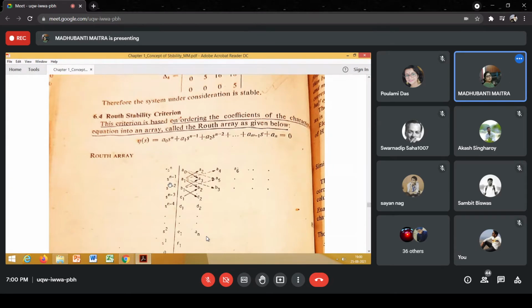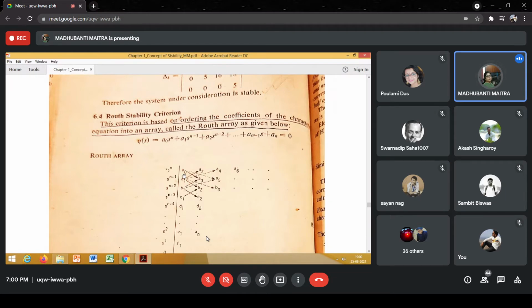Okay. Now, you see the elements of the first row. This is the first row. Elements of the first row are some of the coefficients of the characteristic equation. So the first element will be the coefficient of the term s to the power n. The logic is simple. This row corresponds to the term s to the power n. Hence, the first element of this row will be the coefficient of the term s to the power n. What is the coefficient? a0. So we have put a0 over here.